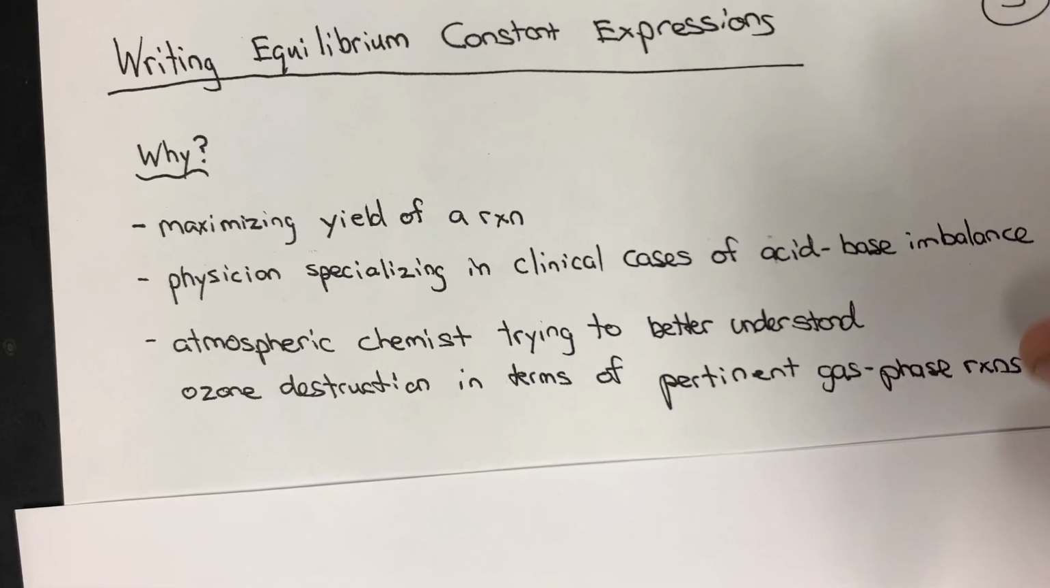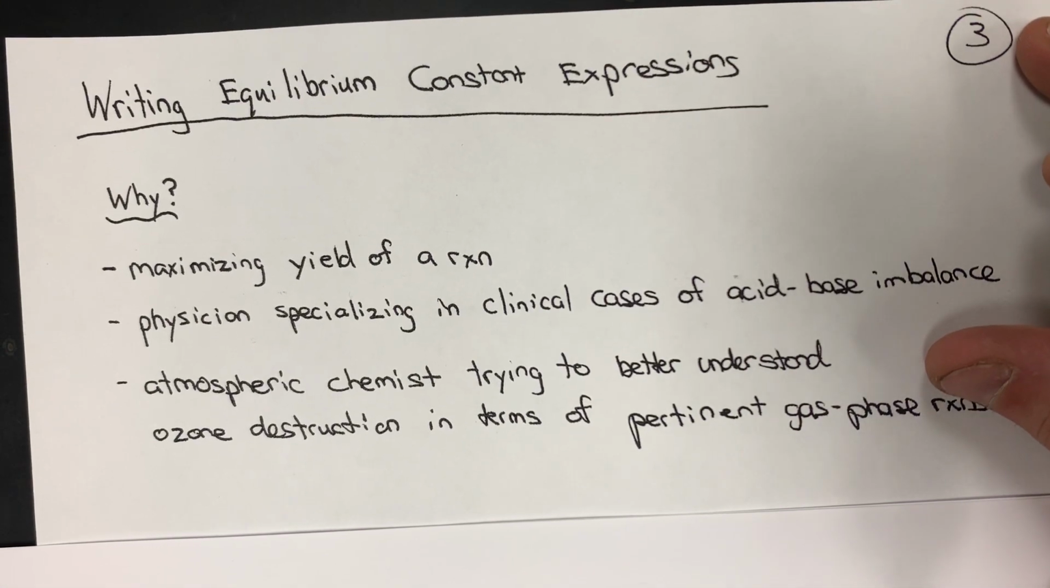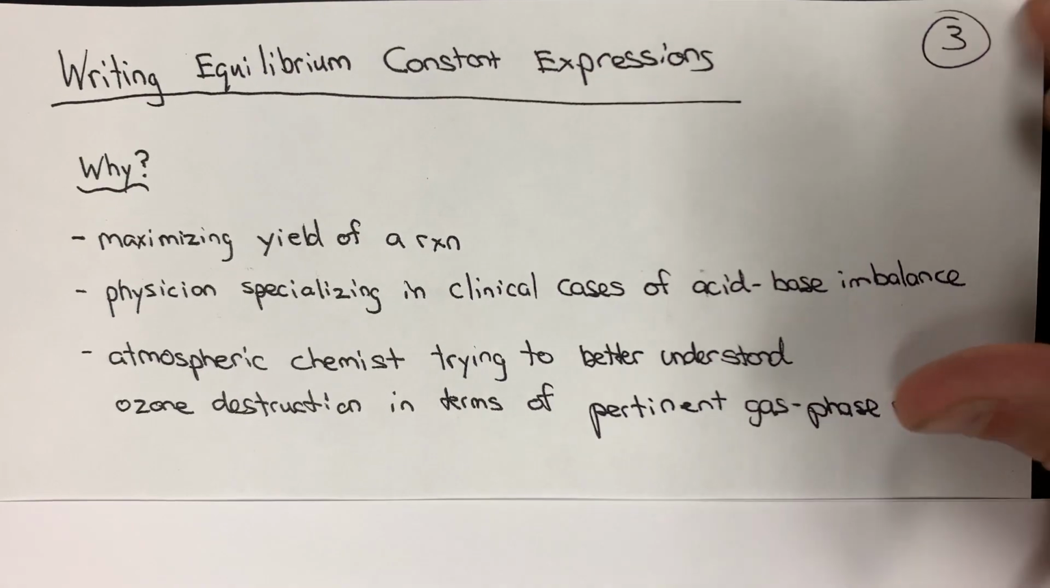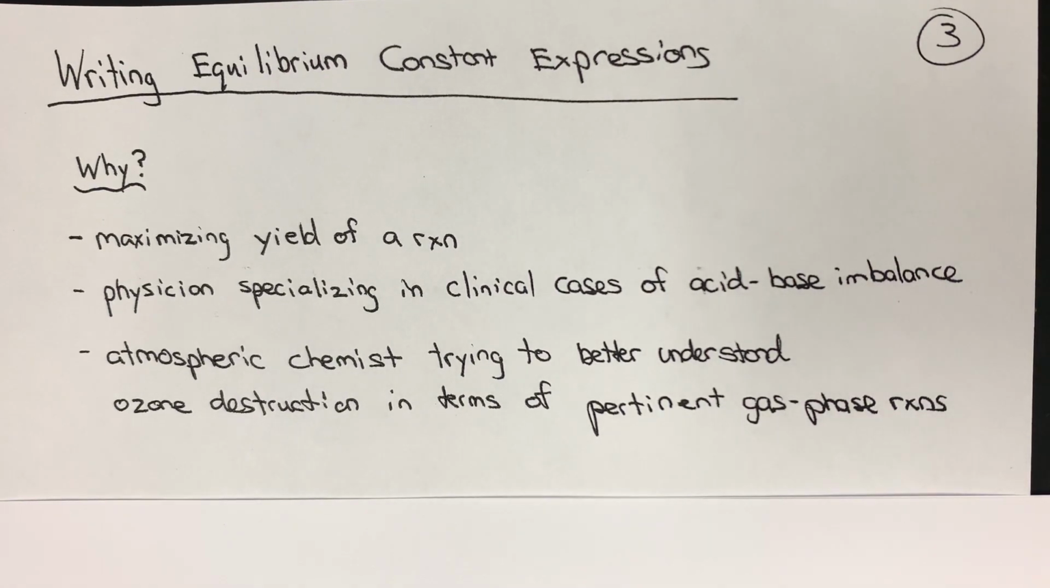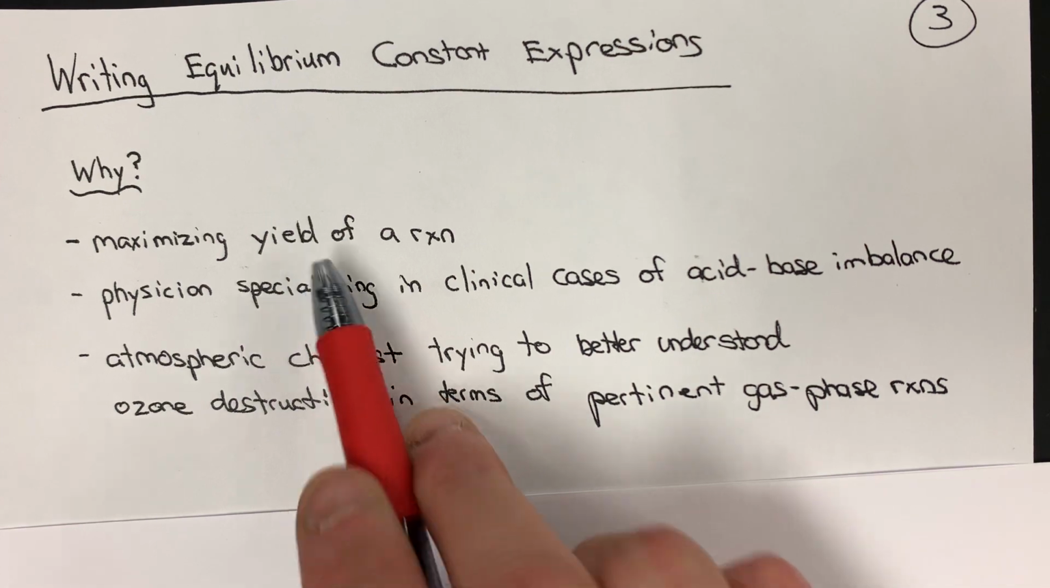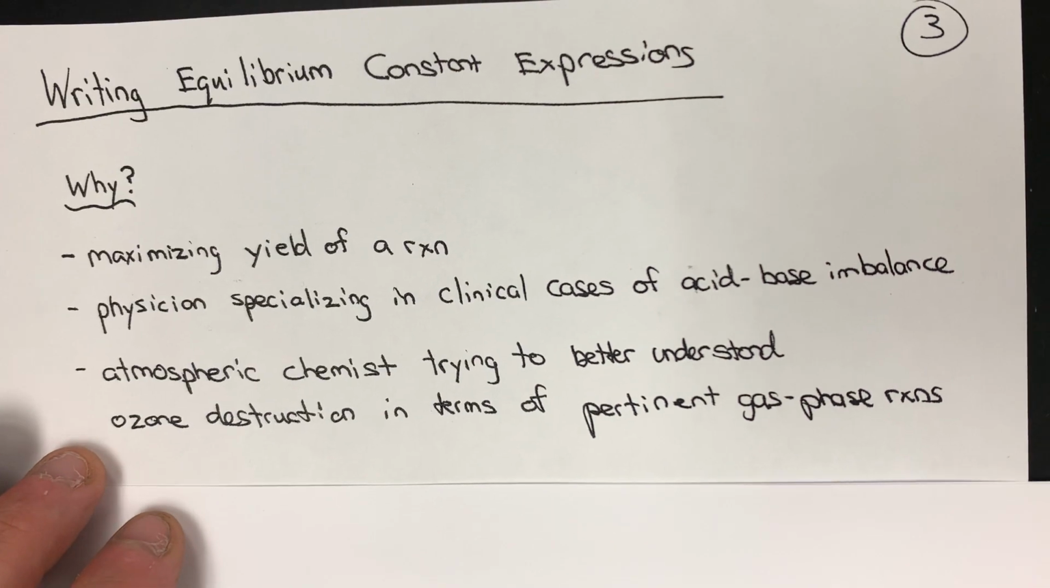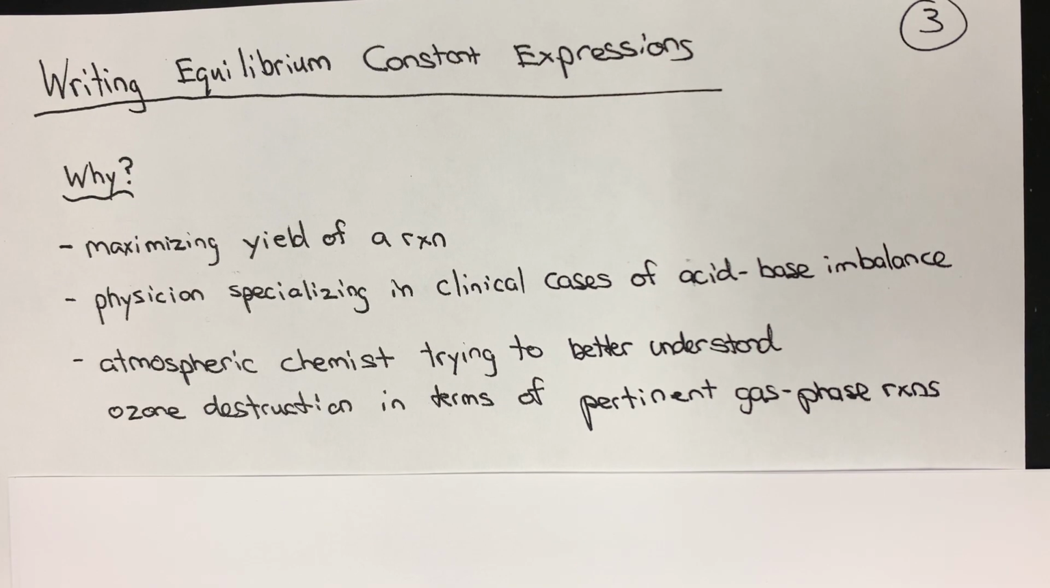I think it's important to talk about the why, right? Why do we actually care about equilibrium constant expressions? And there's a lot of reasons. If you're a synthetic chemist, it's always important to be maximizing yields, right? We don't want to waste our time. We don't want to be wasting money. So to drive the reaction in the forward direction, to the right, is going to be incredibly important.